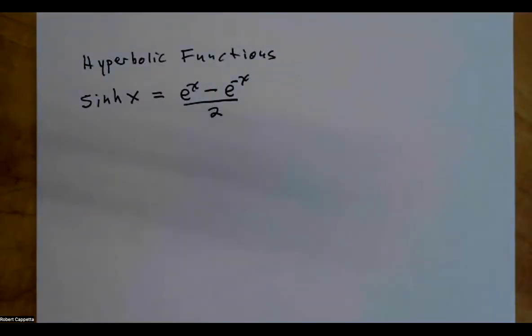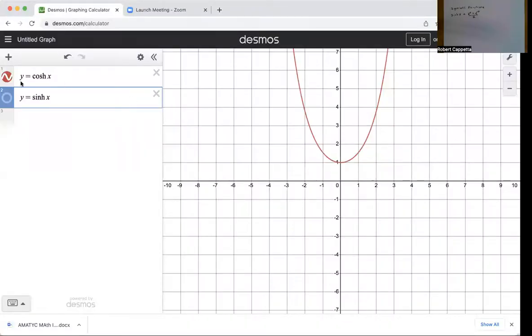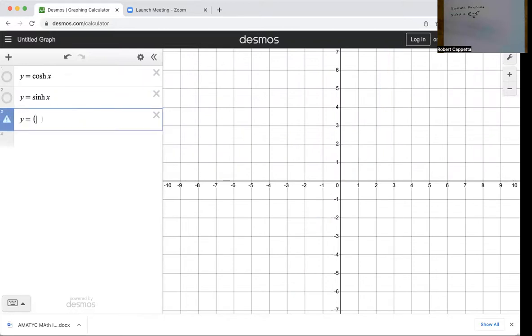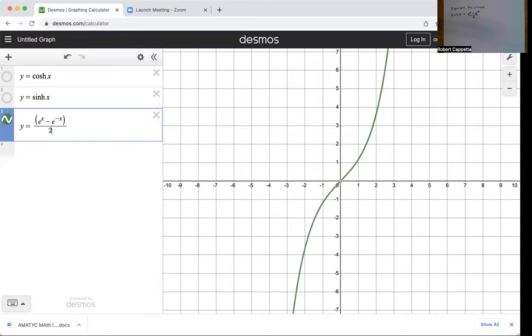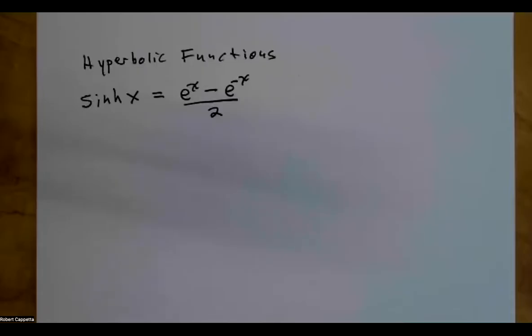What does that function look like? If we take a look at Desmos, here's our graph of sinh x. And I will also go ahead and graph y equals e to the x minus e to the negative x, all divided by 2. And you'll see that it's the same function. There's e to the x minus e to the negative x over 2, and there is sinh x. And you can see that they are the same function. So that's called hyperbolic sine.